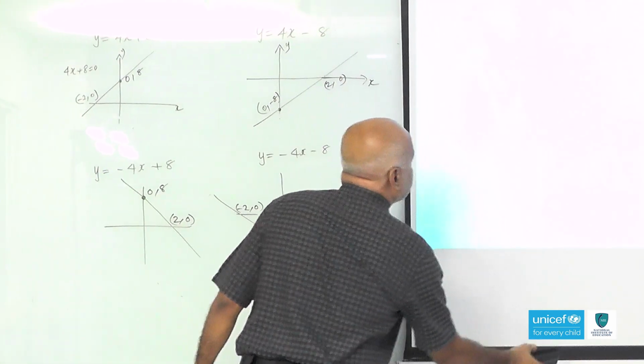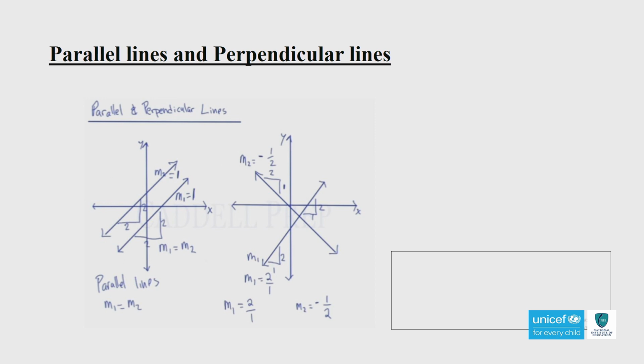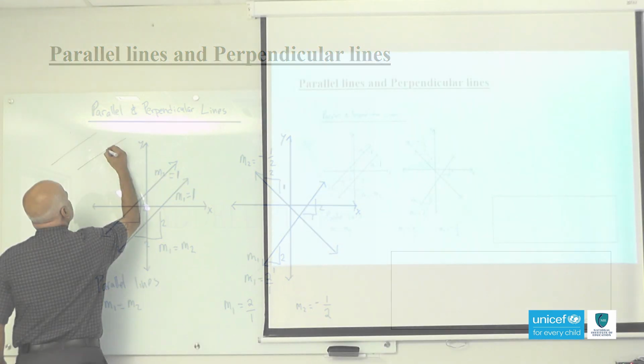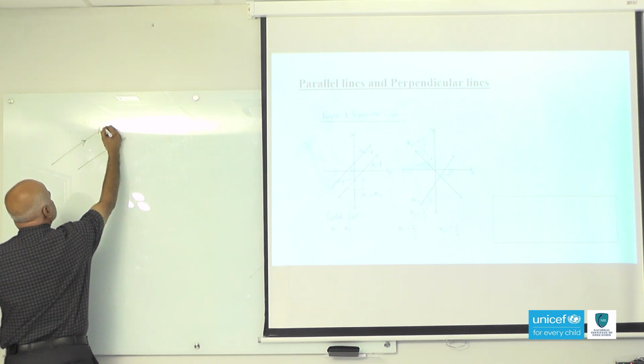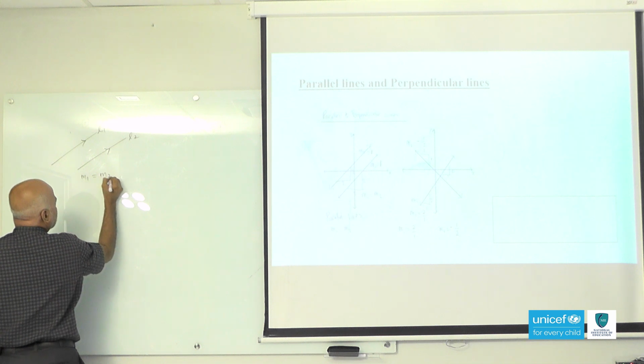Parallel lines and perpendicular lines, how about that? Parallel lines and perpendicular lines. You can see the parallel lines, in the sense I can even draw L1, these two lines are parallel. Let us assume this is L1, this is L2. The gradients of the lines are equal.